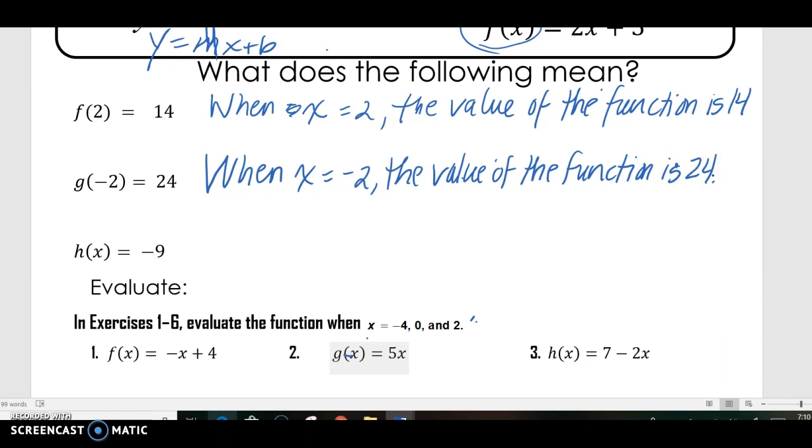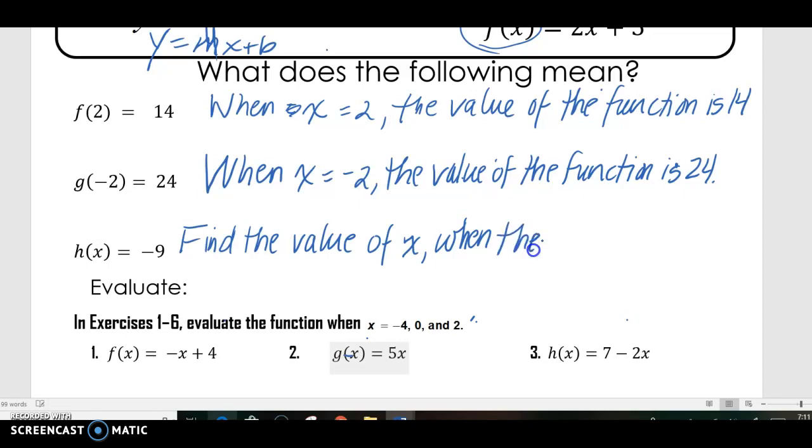Okay, and then this last one is a little bit different. Notice we don't get a value for x. This is something we're going to do later on in our lesson. When x is not there, it means find the value of x. So we're going to be looking for x when the value of the function is negative 9.